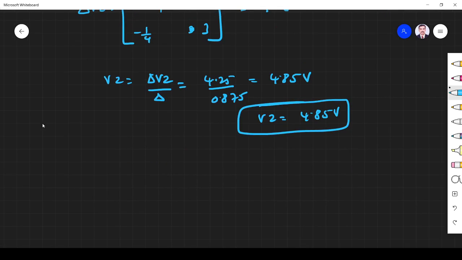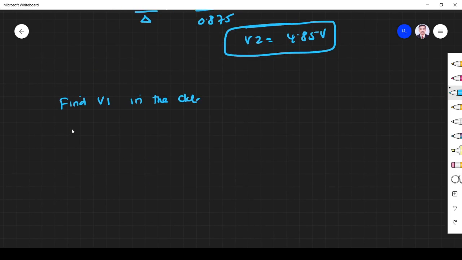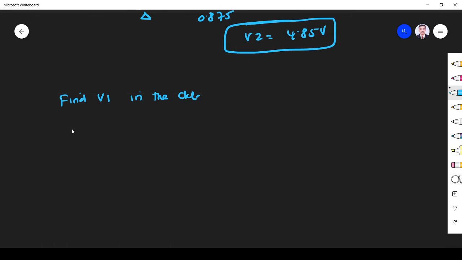Find V1 in the circuit. Right? So, what is V1? Or otherwise, find the voltage across the 50 ohm in the circuit. Right? Okay, fine.